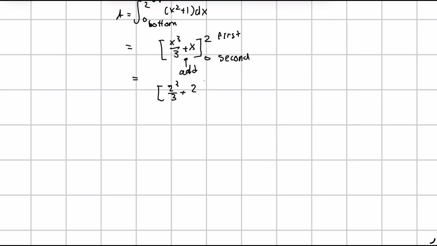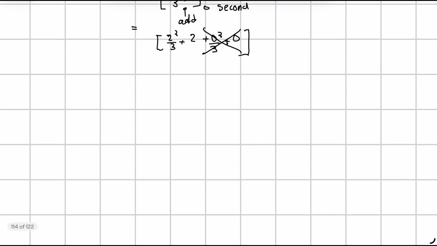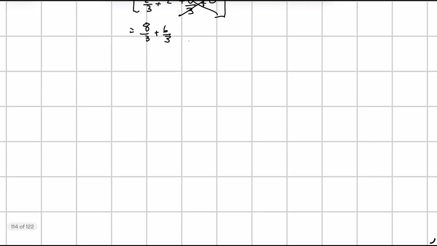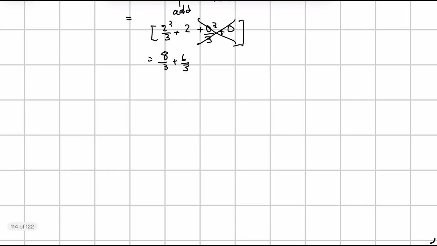Then if we do 0, you're going to have 0 to the power of 3 over 3 plus 0, so this is all going to become 0. So it just ends up being 8 over 3 plus 6 over 3, because for the 6 over 3, you can just write 2 as 6 over 3. So then we have 14 over 3 as our answer.